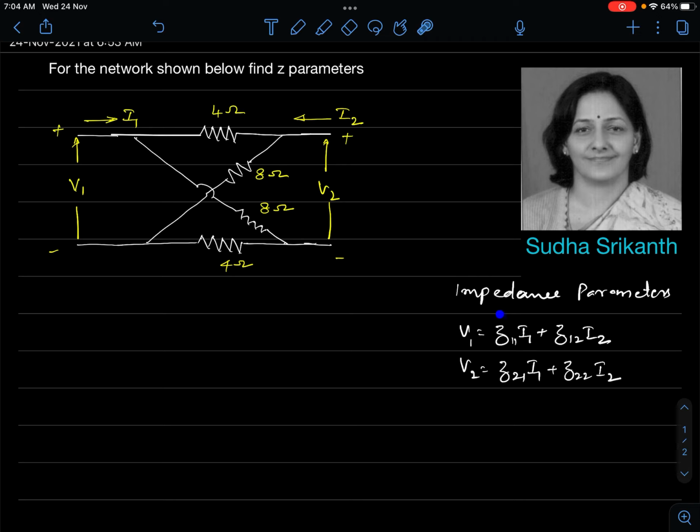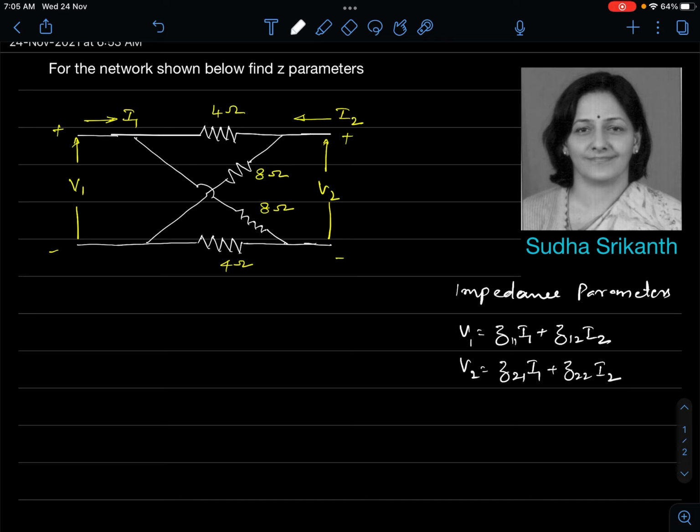Here Z11, Z12, Z21 and Z22 constitute the impedance parameters, right? They are also called open circuit parameters, essentially because in order to determine Z11, Z12, Z21 and Z22, we need to open circuit the ports, either you make I2 0 or you make I1 0, right? So let's go ahead with this problem.